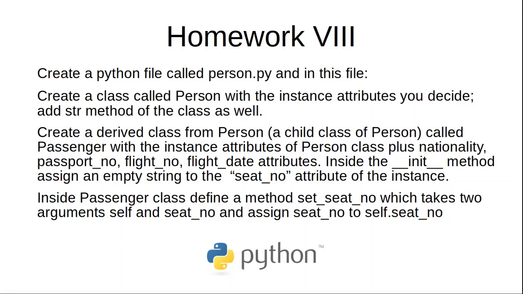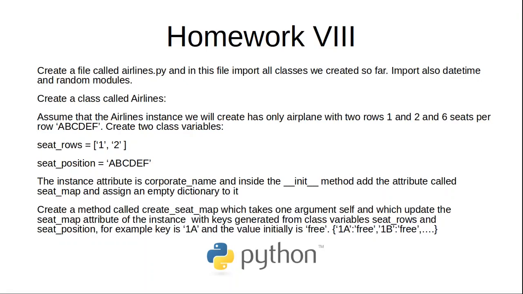Inside passenger class, define a method setSeatNumber, which takes two arguments, self and seat number, and assign seat number to self.seatNumber. Then create a file called airlines.py, and in this file import all classes we created so far. Import also datetime and random modules. Create a class called airlines.